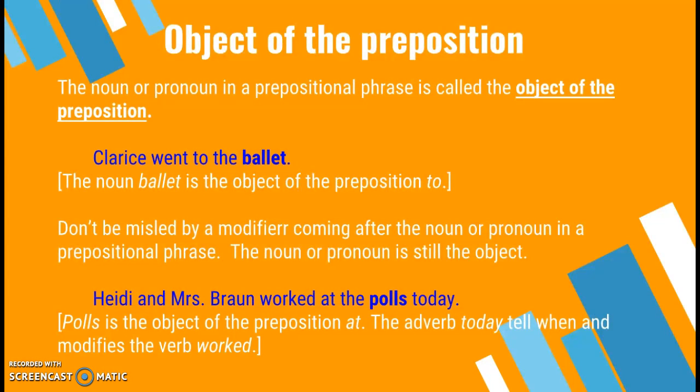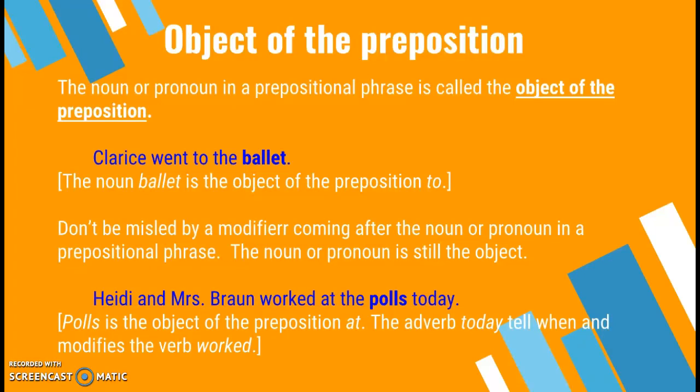The object of the preposition is always a noun or a pronoun, and it always comes at the end of the prepositional phrase. So Clarice went to the ballet. Clarice is our subject, went is the verb. To the ballet is a prepositional phrase. To is the preposition that always starts our prepositional phrase. Ballet is the object of the preposition, and then everything in between goes with it.